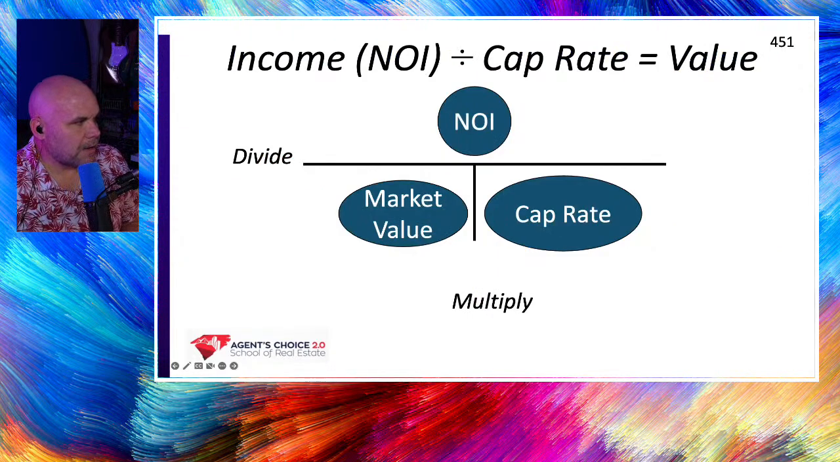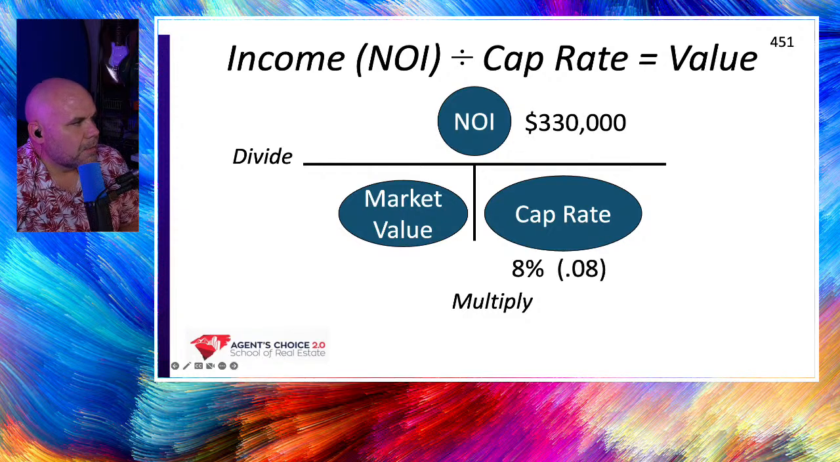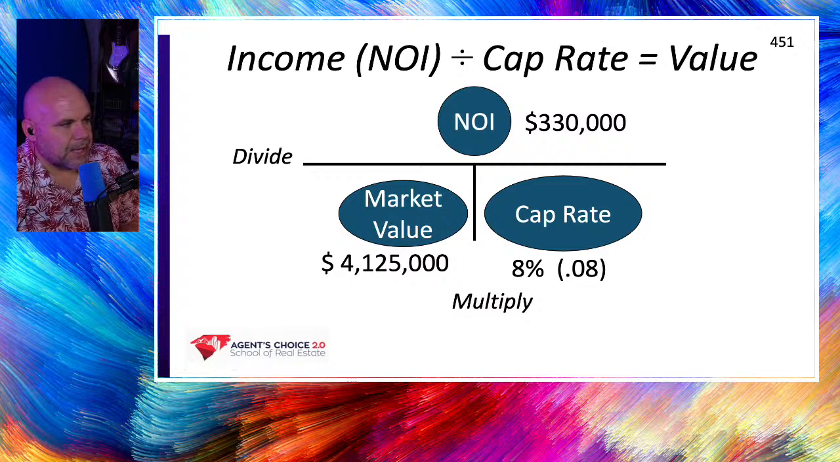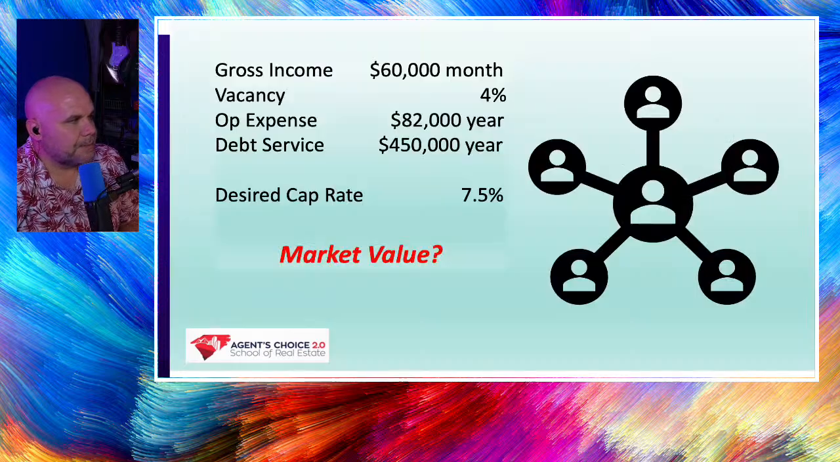Here's our NOI formula. NOI divided by cap rate equals market value. Plugging that in, there's our 4.125. So based on the income and expenses, an investor shouldn't pay more than that 4.125 in order to get that 8%. That's the market value based on the NOI and cap rate.